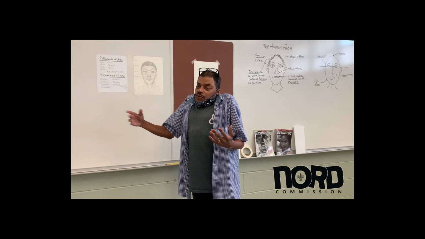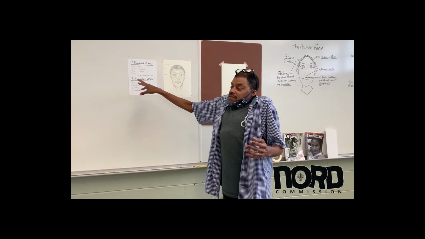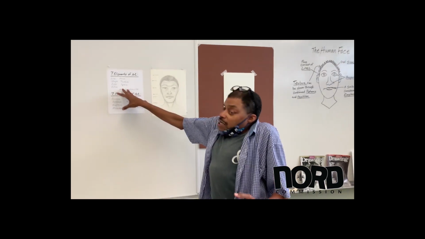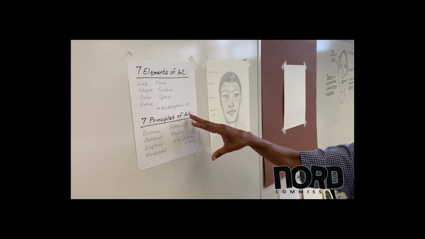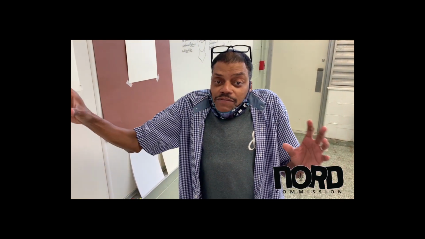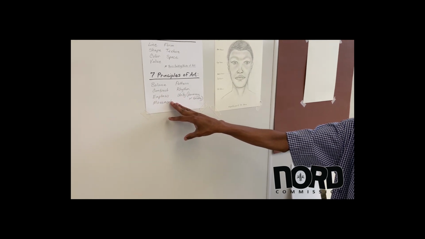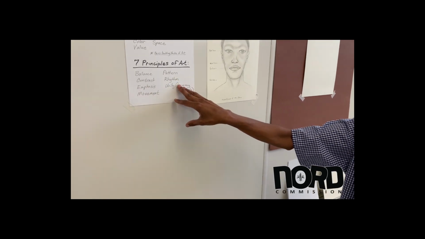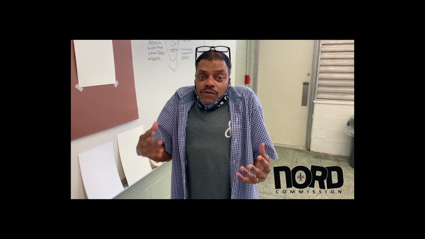Now, there are words that we are used to in the arts, elements of the arts, like line, shape, color, value, form, texture, and space. These are basic building blocks of art. And there are also seven principles of art, words like balance, contrast, emphasis, movement, pattern, rhythm, and unity, which also can deal with harmony and variety. These are also words that help you describe what you're looking at when you look at a piece of art or a work of art.